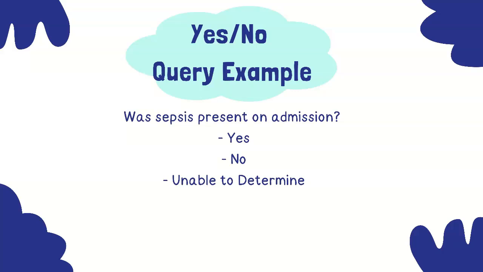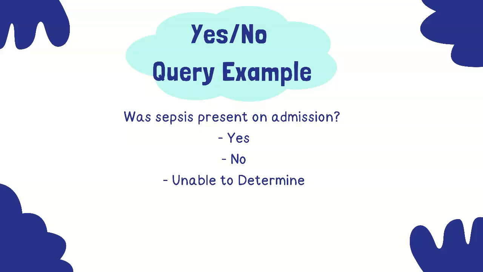All right, and then the third type, which is yes/no queries. These are the most restrictive and they must be used carefully. They are appropriate only when seeking confirmation of a diagnosis, condition, or situation already suggested in the documentation. So here you see this example.